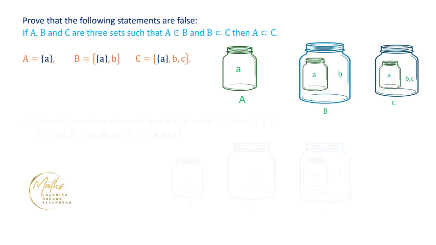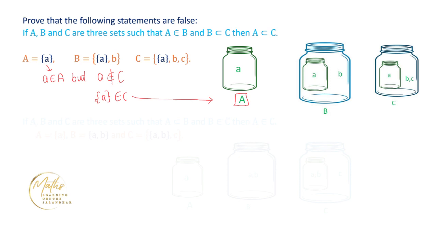Now we are talking about A is a subset of C. What we are saying in this case is that A is a subset of C means we are talking about that a belongs to A. This set A contains an element a, but there is no element a in the set C, because we are saying the set A belongs to C. So this statement is false.